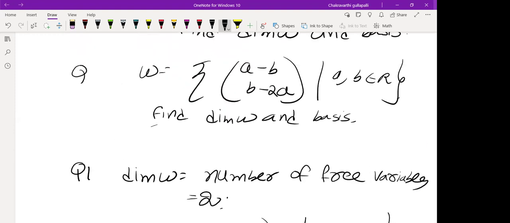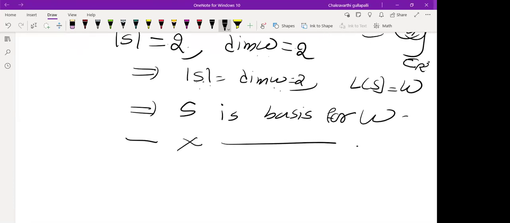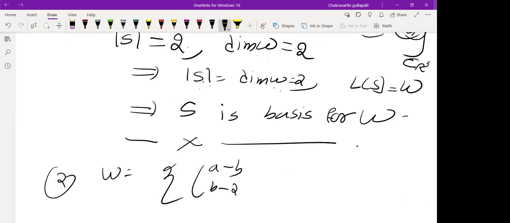Next, A minus B, B minus 2. Second question: A minus B, B minus 2. A, B or B.